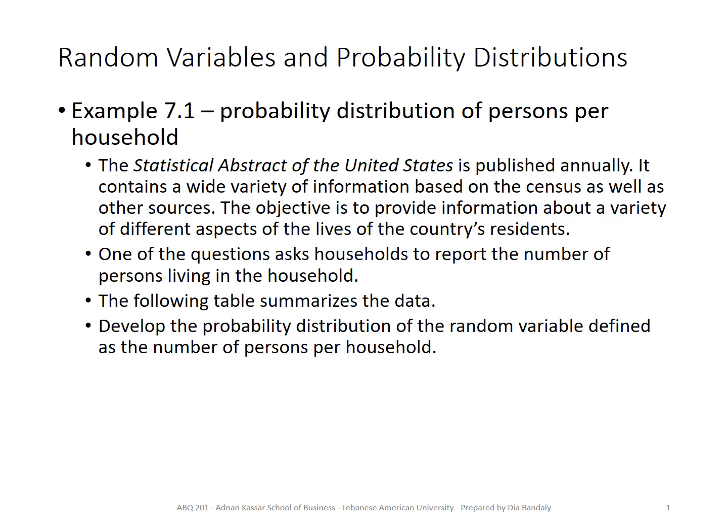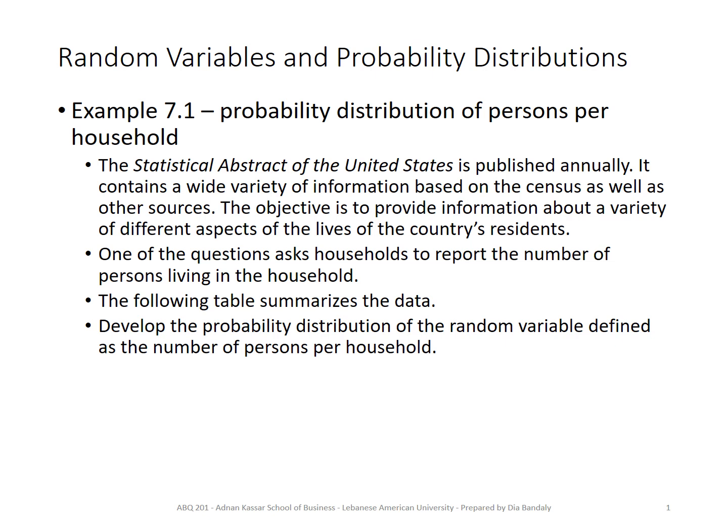Okay, so let's start practicing how to develop a probability distribution for different variables. We start with example 7.1 from your textbook. So here, what are we talking about? There was a questionnaire that had been distributed to people. The objective of the questionnaire is that they want to know how many persons live in one household.